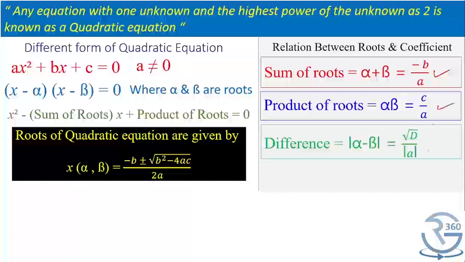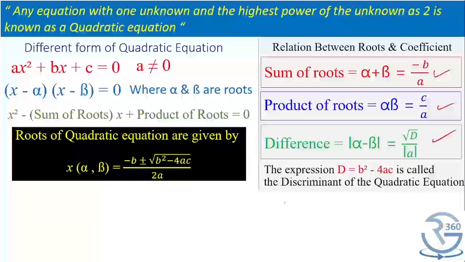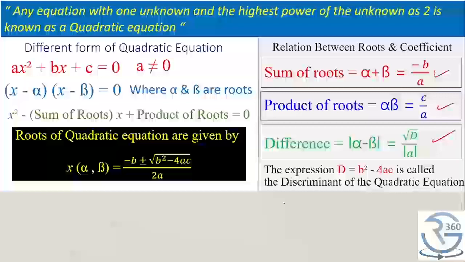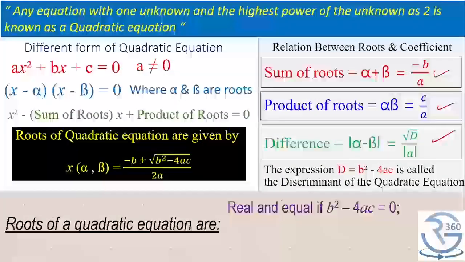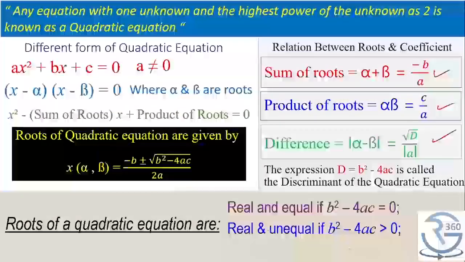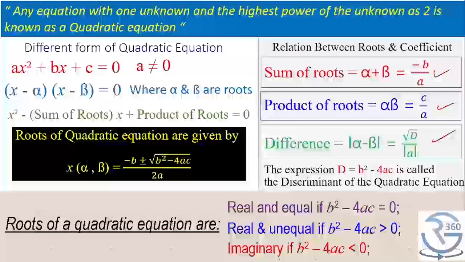Where d is the discriminant of the quadratic equation, and the value of d is b square minus 4ac. So the roots of a quadratic equation are real and equal if b square minus 4ac is equal to 0, that is, the discriminant is 0. Real and unequal if the discriminant is positive, and imaginary if the discriminant is negative.